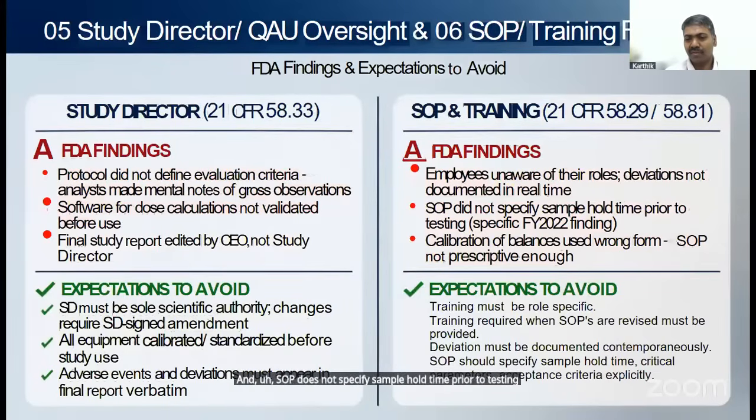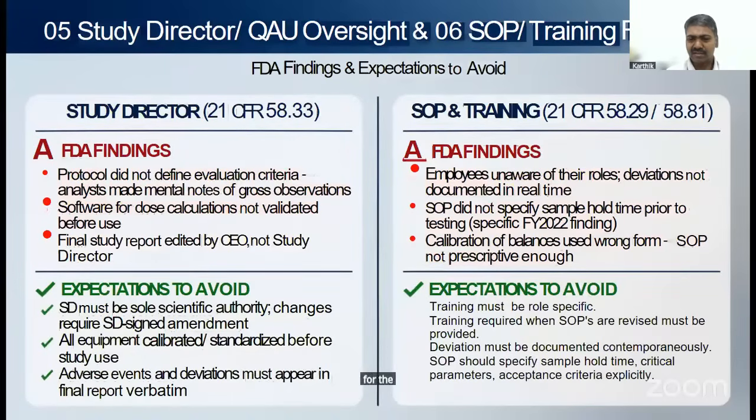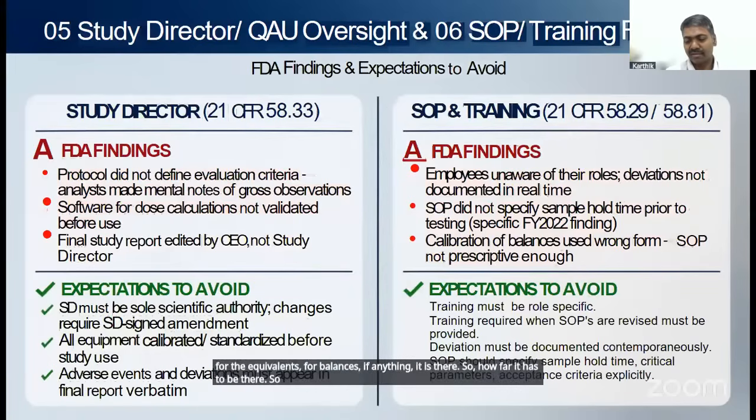So this is a 2025-specific finding given to many CROs. The SOP should specify the sample hold time. Critical parameters such as acceptance criteria for equipment, for balances, if anything is there, so how far it has to be. So the parameters and acceptance criteria should be defined in the SOP.